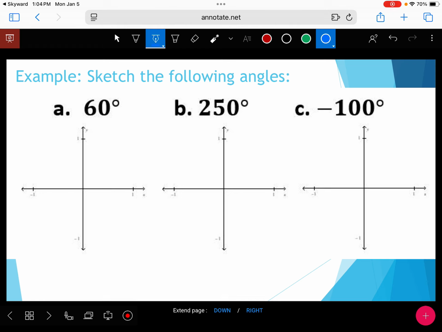What quadrant do you think 60 degrees is going to fall in? Show me with your fingers. What quadrant? 1, 2, 3, or 4? Quadrant 1. Okay, because this is 0. This is 90. 60 is in between 0 and 90, so that would be my 60-degree angle.